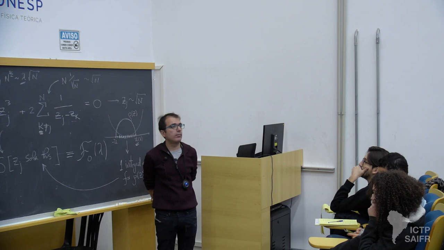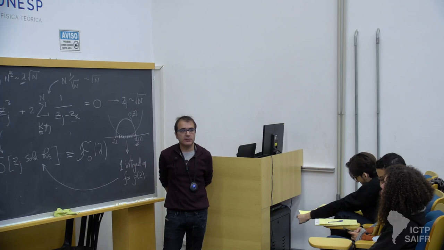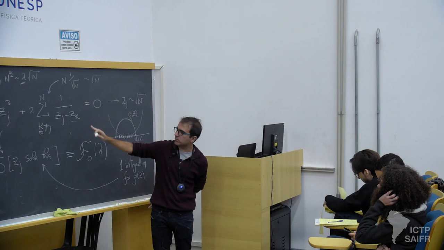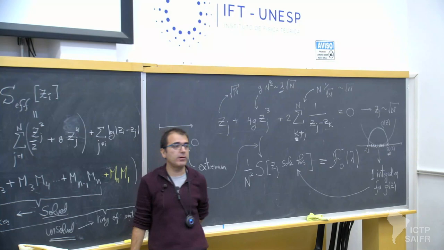Remember, g is very small, n is very big. So when I have g and n, I must combine them into lambda to know how things scale, because g goes to 0 and n goes to infinity. So in this equation Z is proportional to square root of n. And then when I plug it into the action, I see that the action is proportional to n squared, which is what it should be. And then the free energy is proportional to n squared.